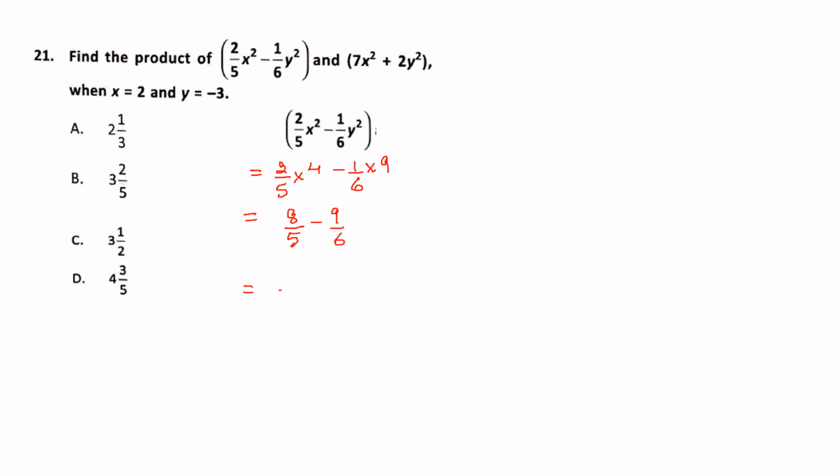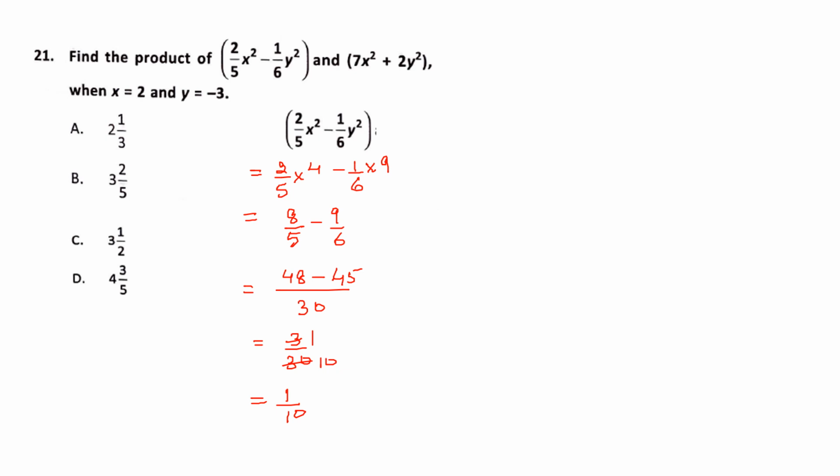Now the LCM of 5 and 6 will be 30 because 5 and 6 are co-prime numbers. They don't have any common factor except 1. So the LCM is going to be their product. Now 5, how much will you multiply to get 30? It is 6. So 6 into 8 is 48. Now in 6, how much will you multiply to get 30? It is 5. 5 nines are 45. So 48 minus 45, I will get 3 by 30, and when I further reduce it, it will be 1 by 10. So from here I got the value as 1 by 10.